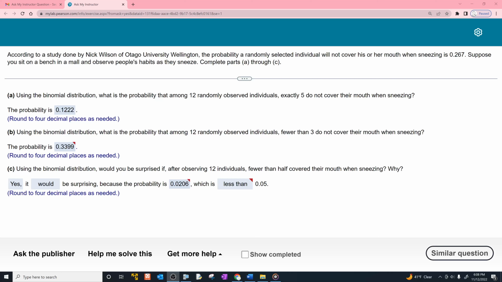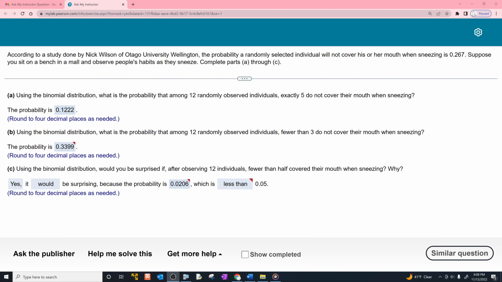It says, according to a study done by Nick Wilson of Otago University in Wellington, the probability of a randomly selected individual not covering his or her mouth when sneezing is 0.267. So it's about a 25% chance. Suppose you sit on a bench in a mall and observe people's habits as they sneeze. Complete parts A through C. So we're going to assume that that is indeed the probability of not covering your mouth.